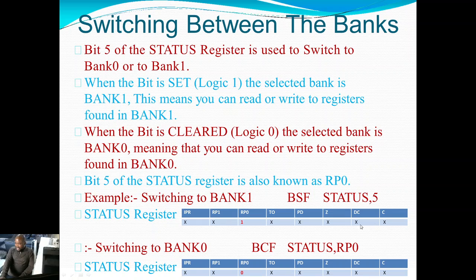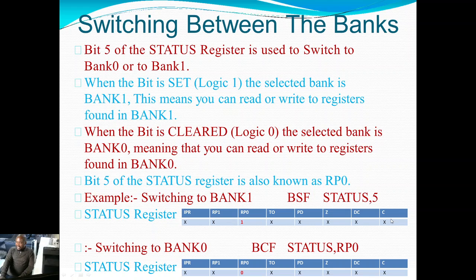Now this is our status register. It has 8 bits like all other registers in this microcontroller. Bit 5 of the status register is also named RP0. RP0 is the name given to bit 5 of the status register. As an example, to switch to bank 1, we say bsf STATUS, 5. We set bit 5 of the status register, and then this becomes what is in your status register.